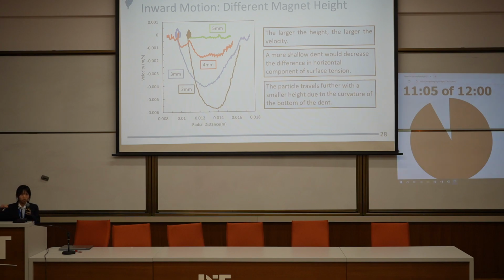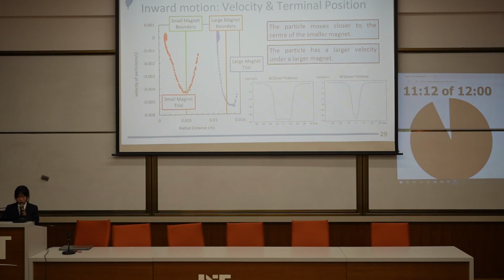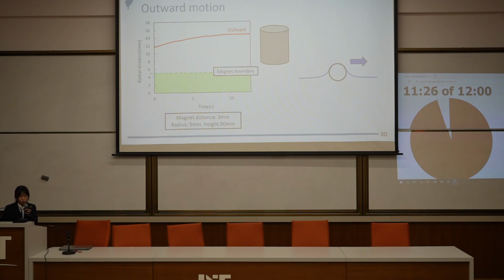So it's going to be more shallow and more curved, so it's going to go nearer to the center. And if we compare the two magnets that we use, we have particles that move closer to the smaller magnet. That's because the dent is differently shaped. So for the outward motion, we basically have these forces acting on it. It's supposed to go this way according to the capillary force, and the others will be dragging it. So that's why we can see a deceleration in our motion.